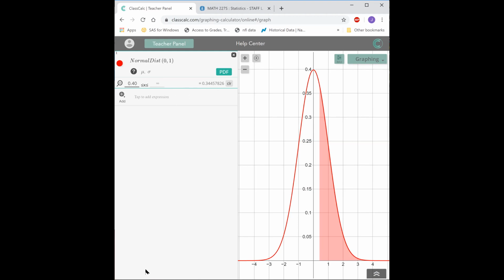And that's how you get the probability when you don't know the z-score, but you can always just go ahead and find the z-score.